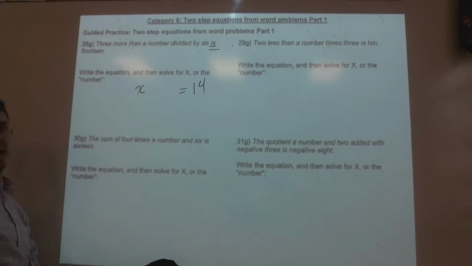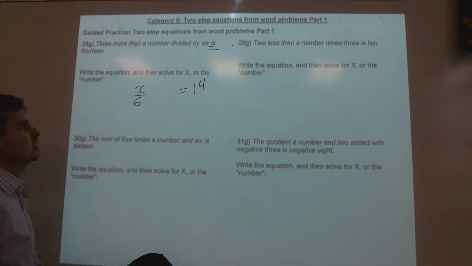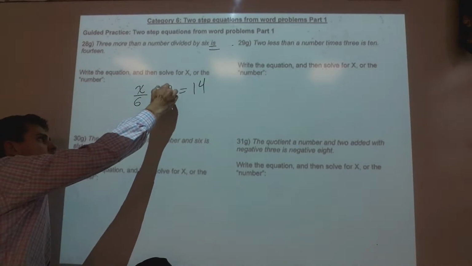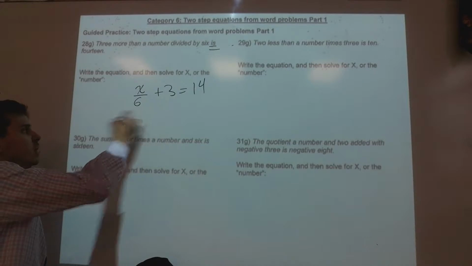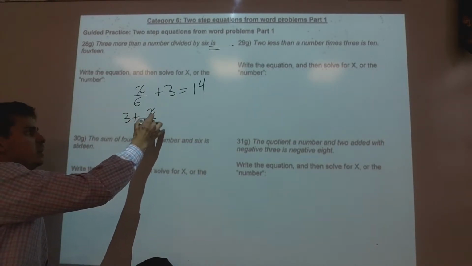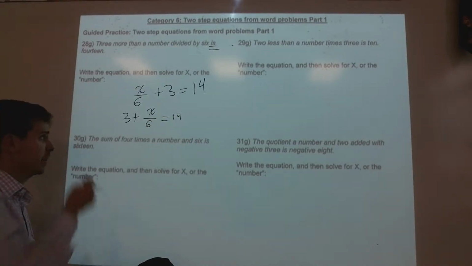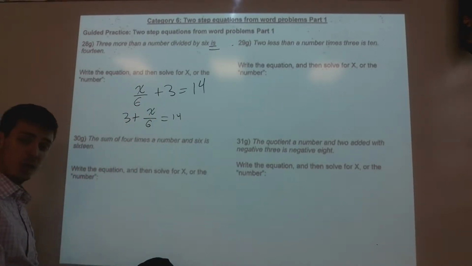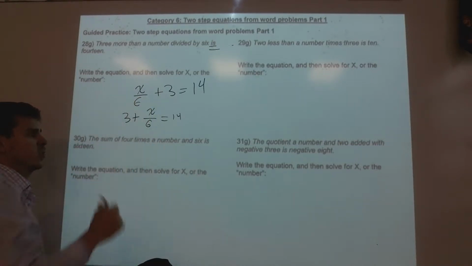Let's have the number as x. You could use n if you'd like. X over 6, x divided by 6. But it's going to be 3 more than this number, so we're going to add 3. Now if you wrote 3 plus x over 6 is equal to 14, is this the same thing? Absolutely, this is totally fine. It's called the commutative property of addition. They can commute. It's going to be the same thing.